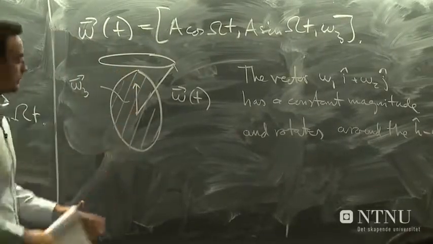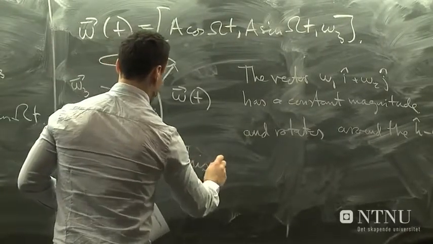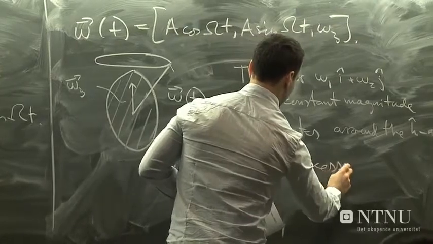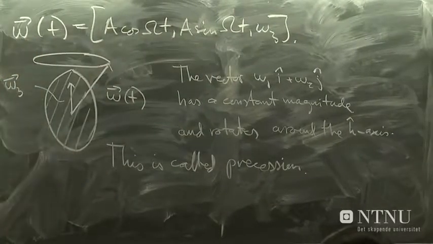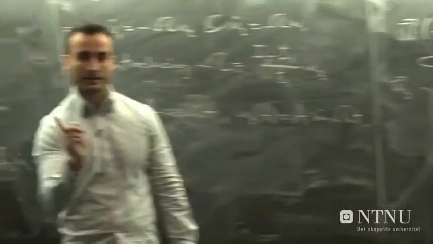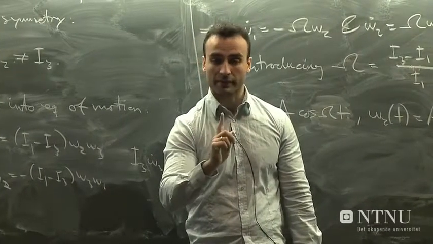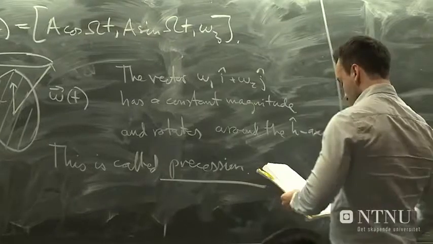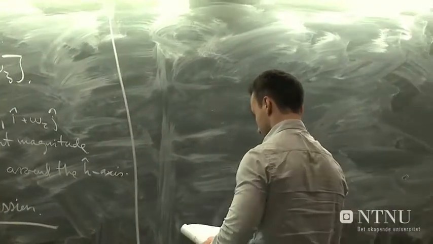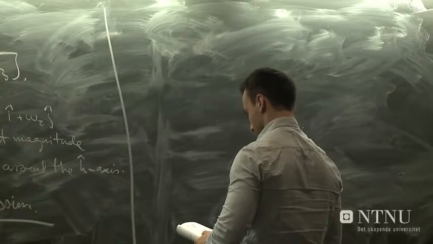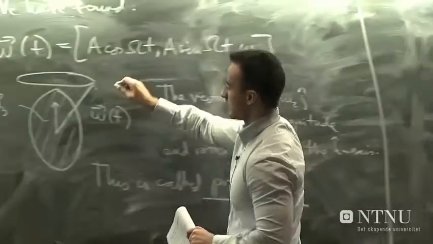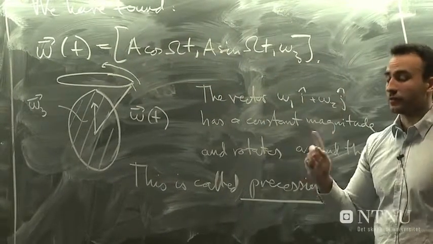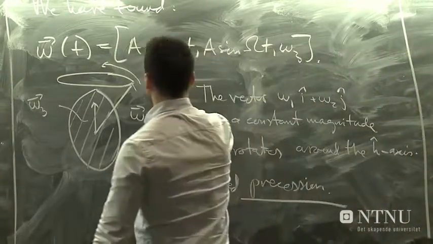Now this is called precession. That you have this angular velocity vector that sort of precesses around some fixed axis. So this, the velocity with which the angular velocity vector rotates, is this omega.